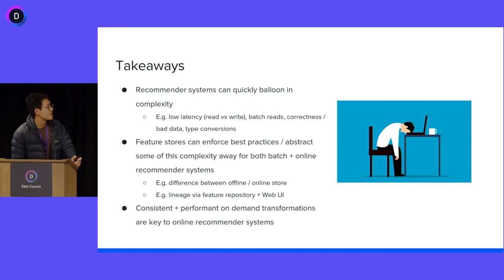So some key takeaways: the biggest takeaway is that recommender systems are really complicated, right? Especially as you move online, which is definitely the trend. And feature stores, I think, can help you enforce best practices in all the different moving parts of the system, especially with a focus on the data angle as it relates to features. And consistent and performant on-demand transformations are what we see as being very, very key to solving a lot of these challenges in these systems.